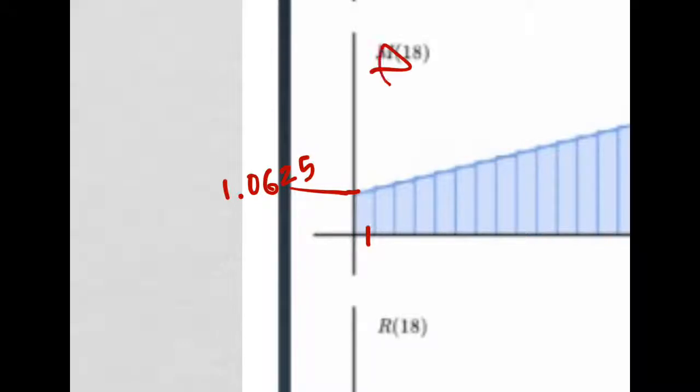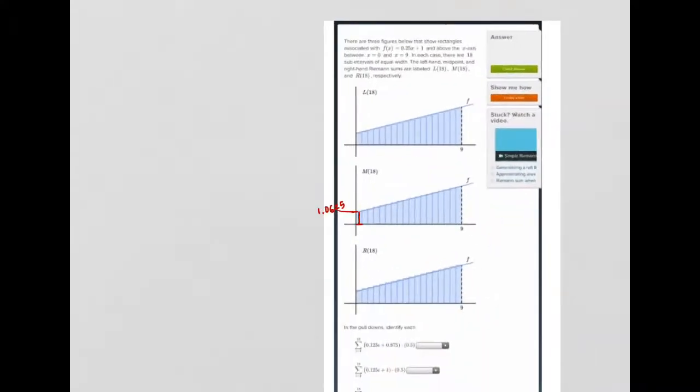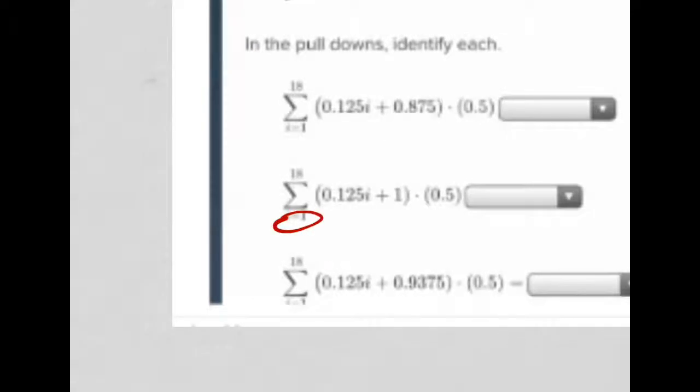I know this is the midpoint formula, or whatever you call it. But since it's the middle, and each one is 0.5 wide, then that has to be an x value of 0.25, and then I plug that into my f of x to find my actual height. So I plug it in, found my height. Now I'm going to see which one of these, when I plug in 1, gives me a height, because it's height times the width. So the height should be 1.0625.